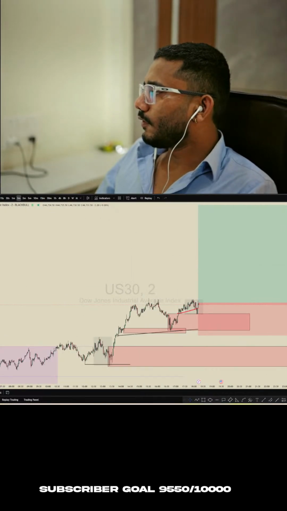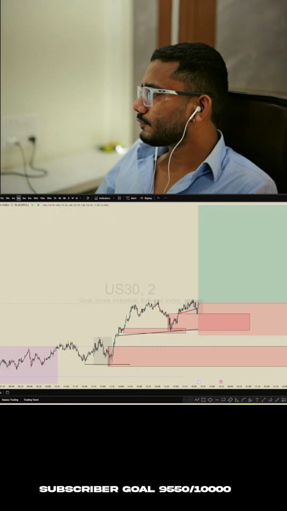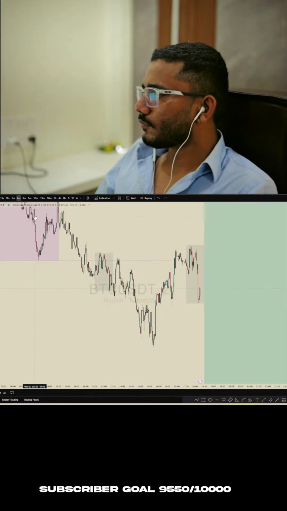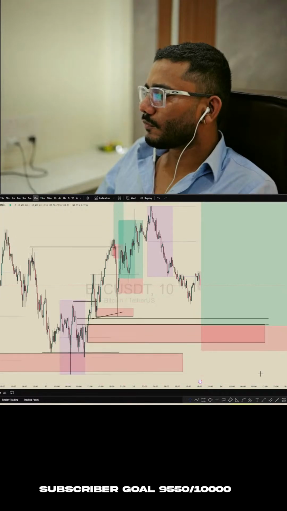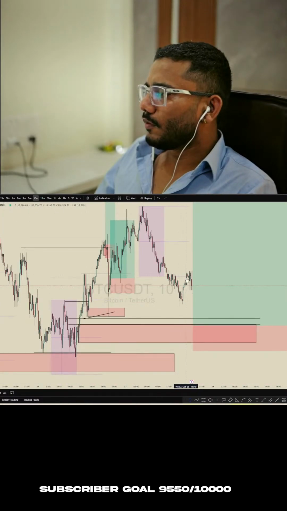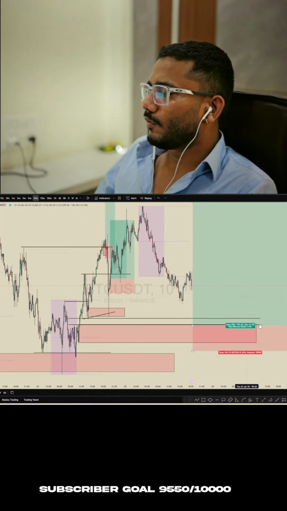On BTC, we can see here there is this wick, and we have this order block where we can look for a buy side setup.